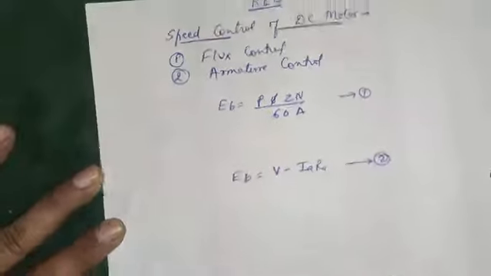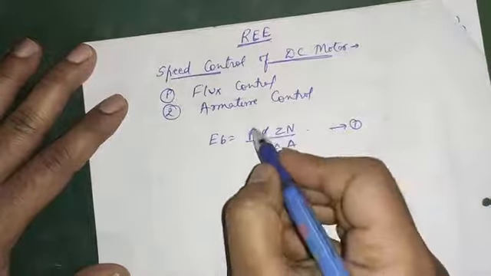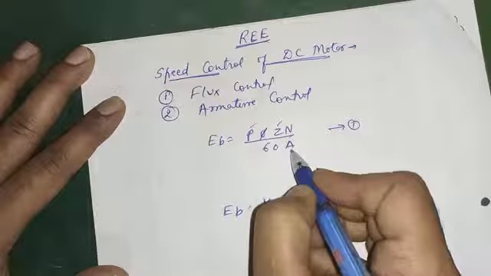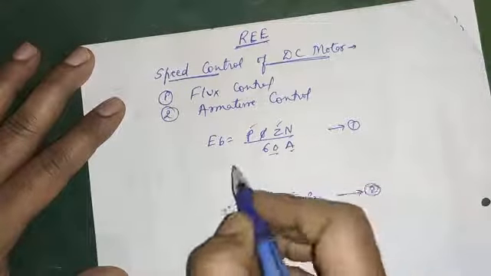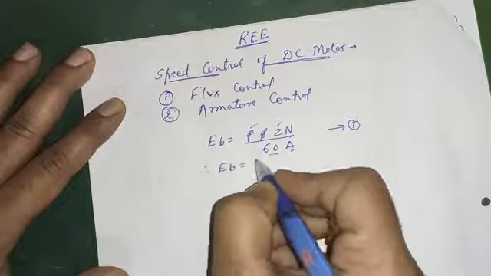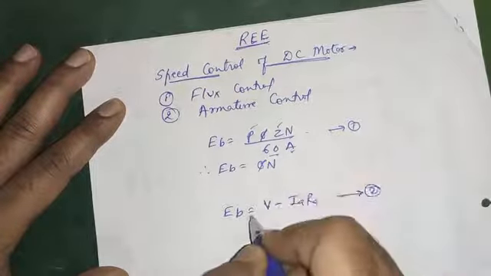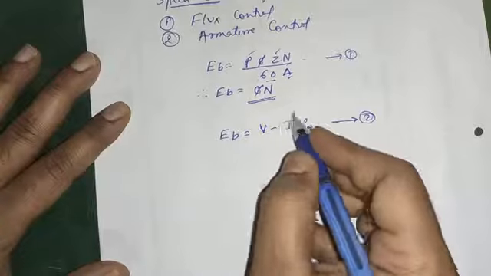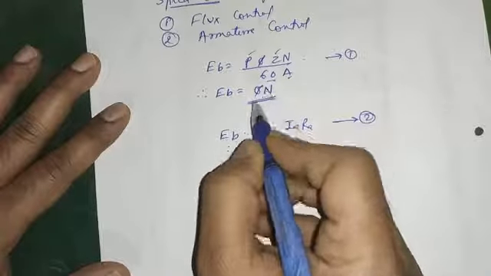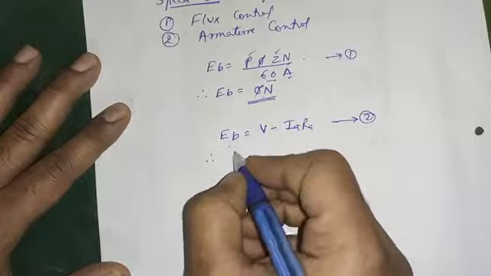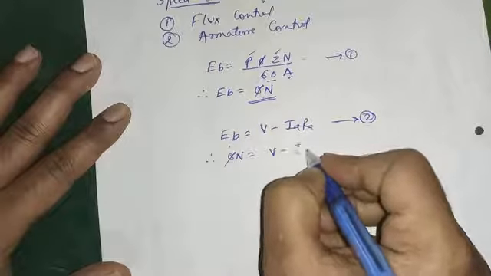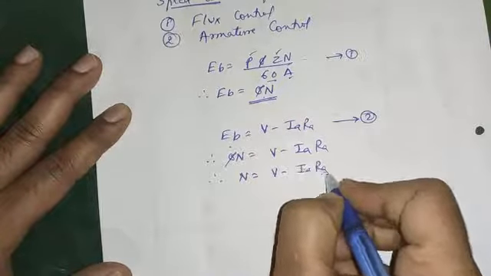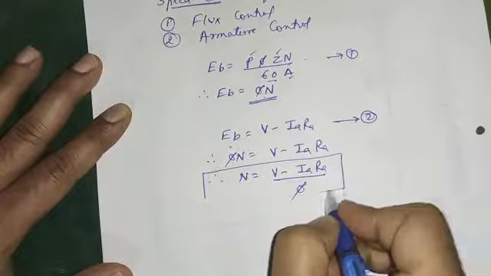This is the second equation. Now from the first equation we can say that the number of poles is constant, the number of conductors is constant, the number of parallel paths is constant, and 60 is a constant number. That is, we can say that EB is proportional to phi n. We can replace EB by phi n from the first equation, so the second equation gives phi n is equal to V minus IaRa, or n is equal to V minus IaRa divided by phi.